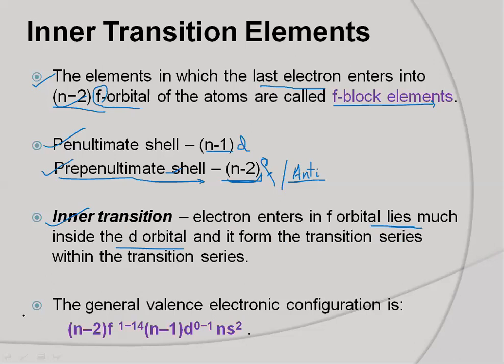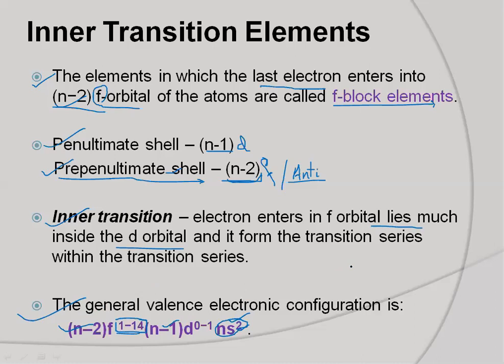So the general electronic configuration for the F-block elements is n minus 2 F1 to 14, n minus 1 D0 or 1, ns2. Just remember one thing, the outer shell ns is always fulfilled; it will always be 2. F varies from 1 to 14. It cannot be more than that because in the F subshell there are 7 orbitals. So the maximum accommodation power of F orbital is 14 electrons.